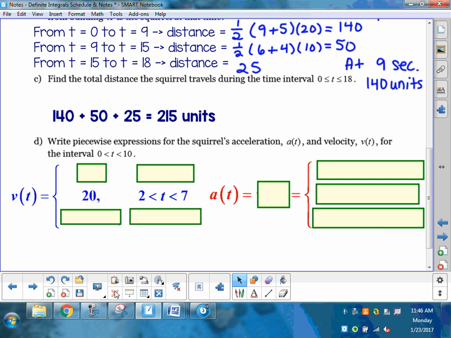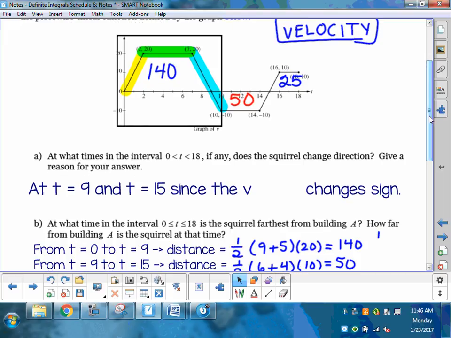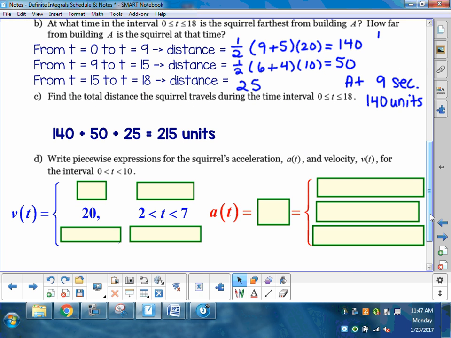What about the other pieces? Noah, which piece do you want to give? Do you want to give the one that is in yellow or the one that's in blue? The one in yellow. Okay, what's the equation of that going to be? y equals 10x. There you go. How'd you get that?